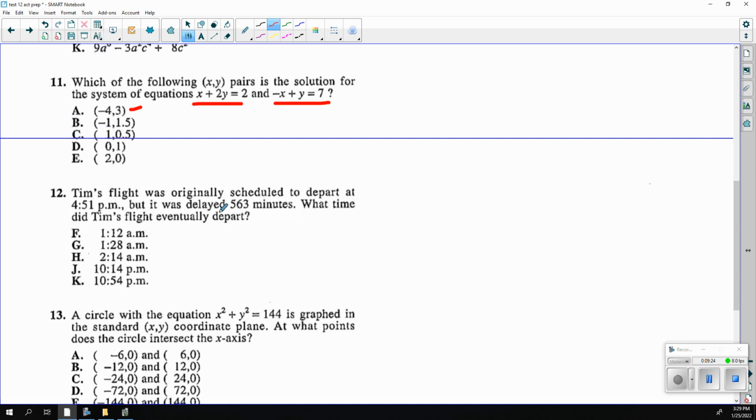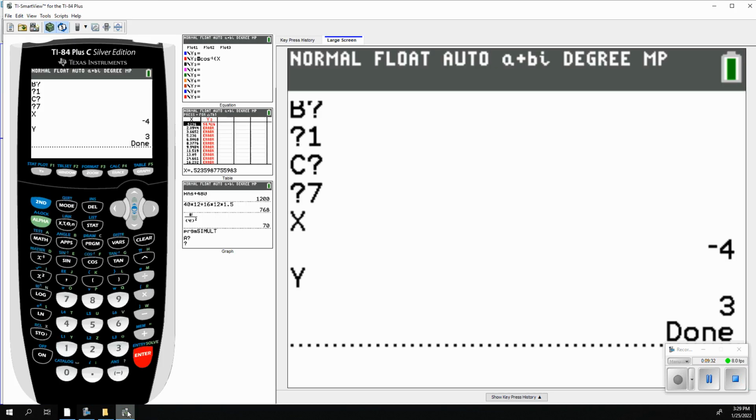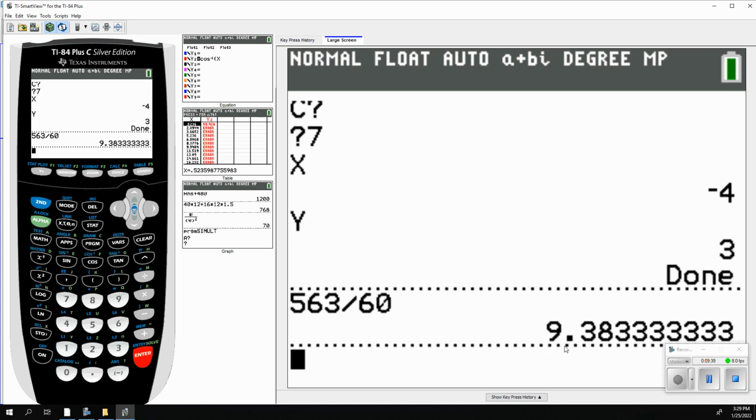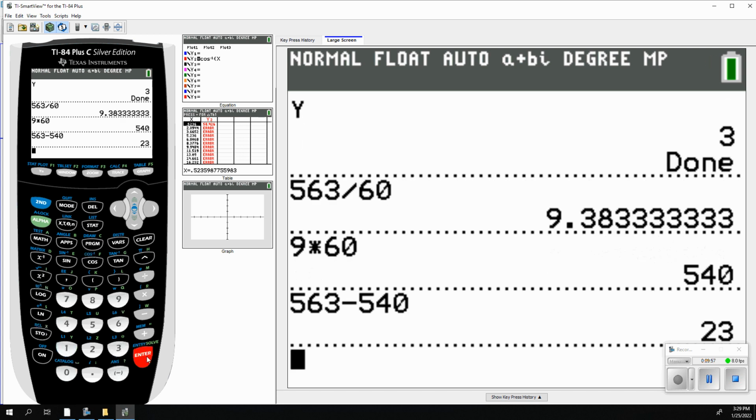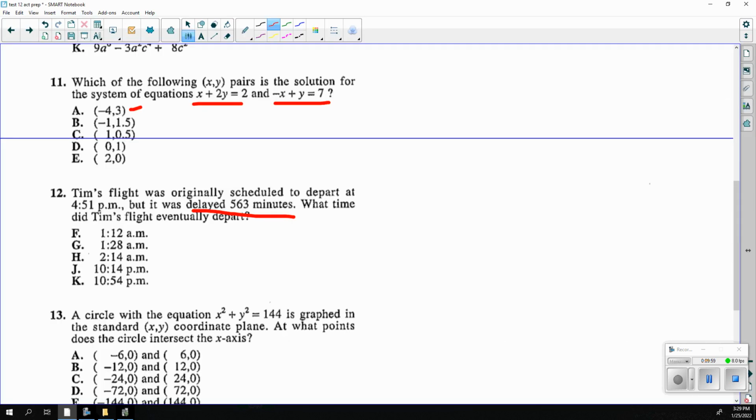Tim's flight is going to be delayed 563 minutes. So how many hours is that? 563 divided by 60 should give you 9 hours. Now what I like to do is take the 9 and times it back by 60 to see how many minutes there are, since it's 563 minus 540. So the delay is 9 hours and 23 minutes.